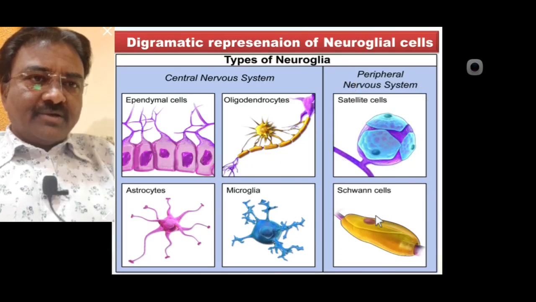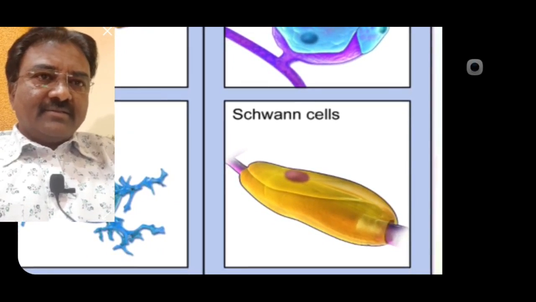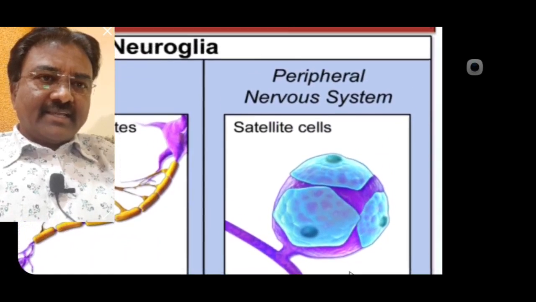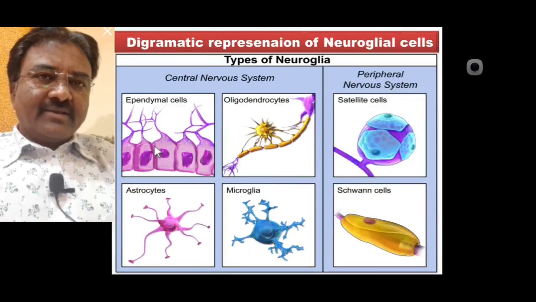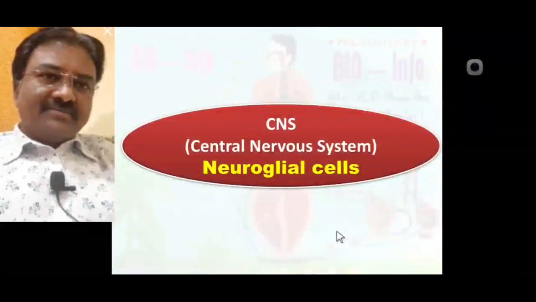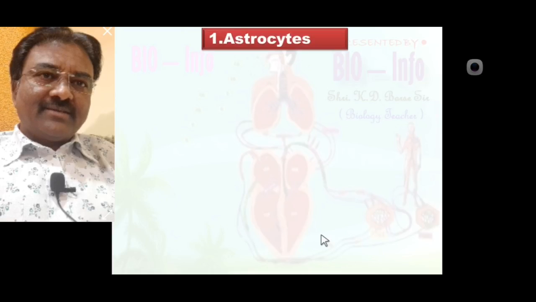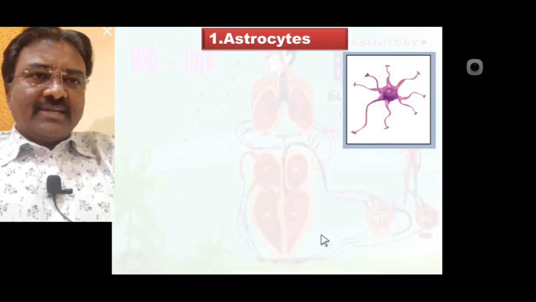This one is Schwann cell and another one is satellite cell. Always remember here the diagrammatic representation, types of neuroglia, which neuroglia cells are present in the central nervous system and which neuroglia cells are present in the peripheral nervous system. Now we learn the central nervous system neuroglial cells one by one. Number one, first, astrocytes. See here the astrocyte diagram.